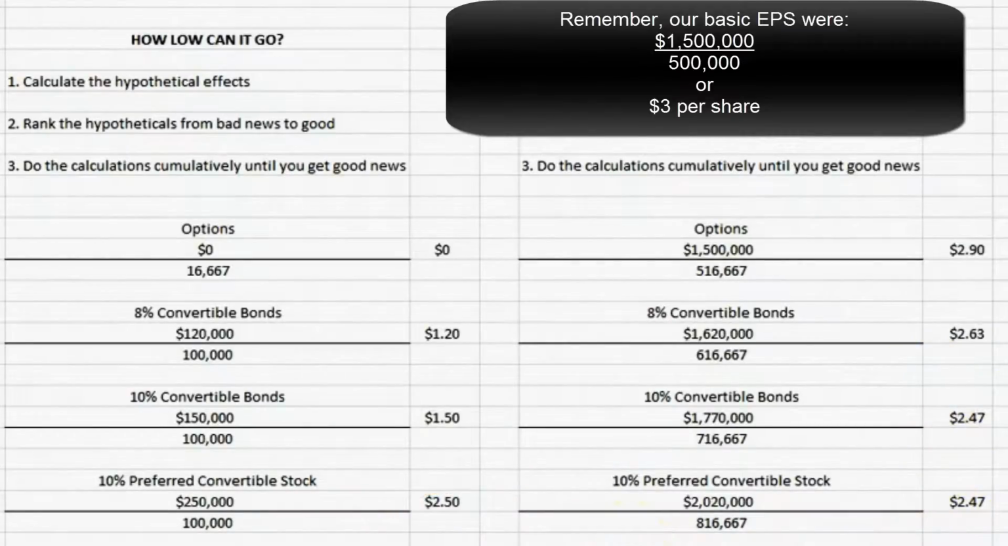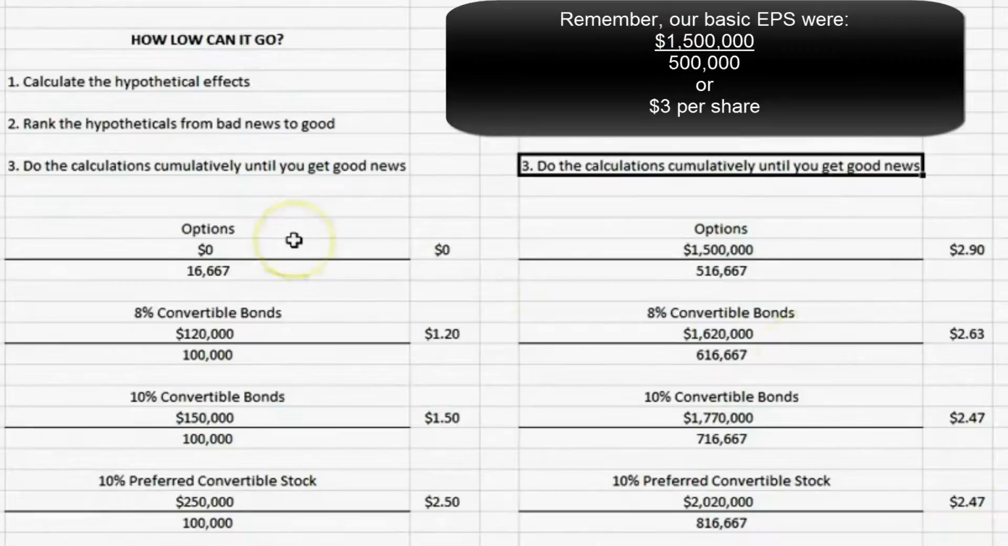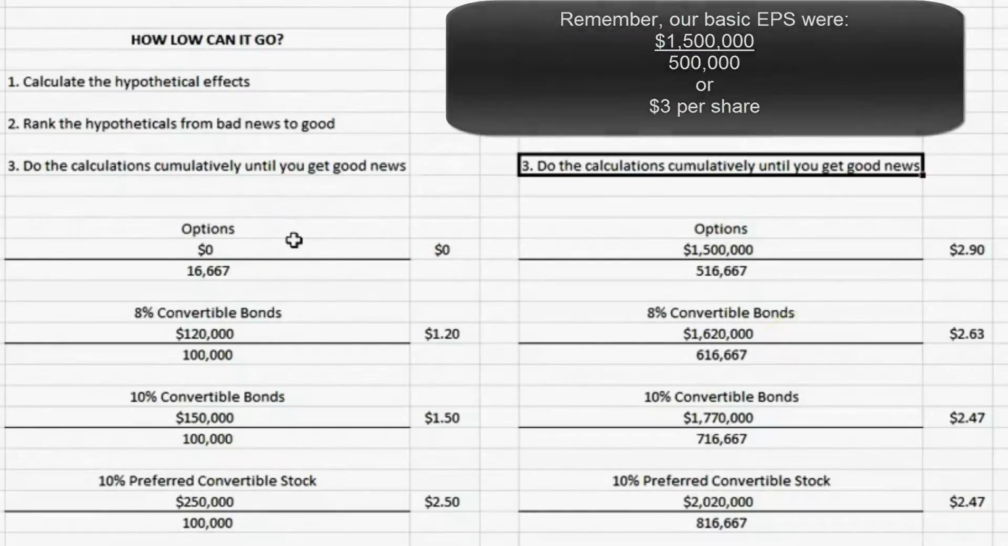So if we had ranked anything below this, we'd stop doing the calculation there, because we do the calculations cumulatively until we get good news. And this is good news. We're stuck at $2.47. After that, we don't do any more calculations.